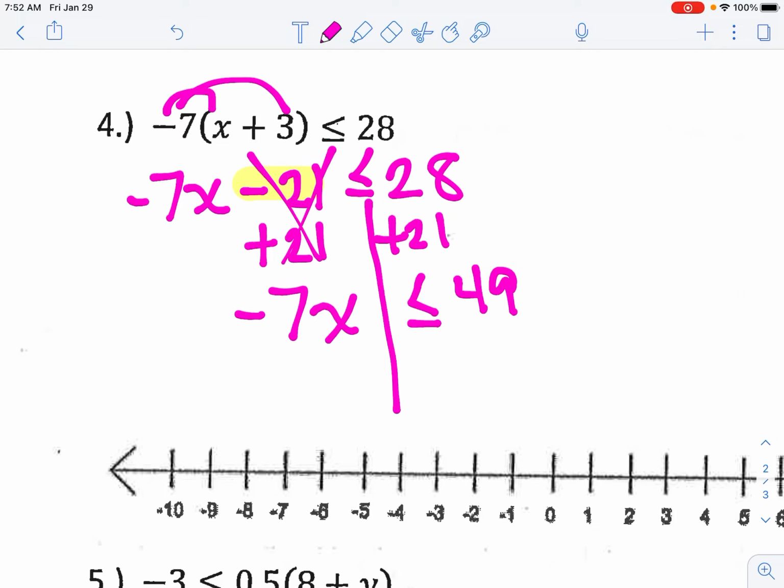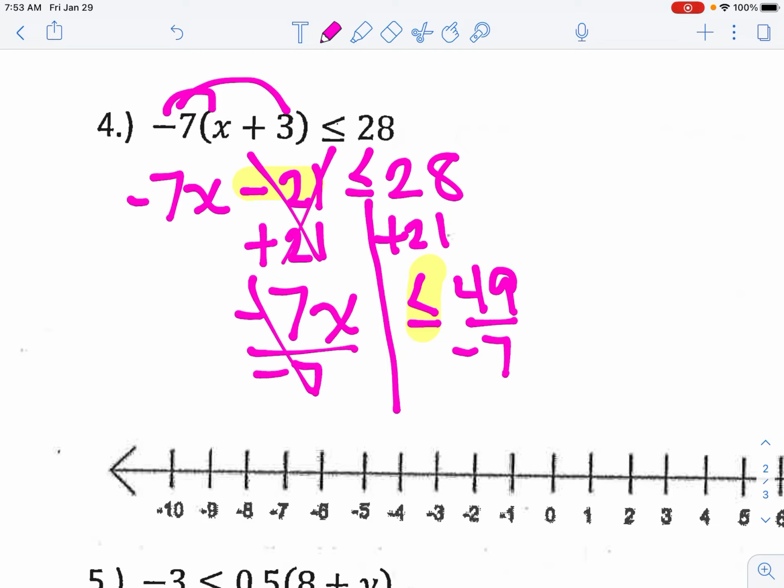Now I'm going to undo my multiplication. So negative 7 times what? The opposite of multiplying by negative 7 is dividing by negative 7. So we're going to divide both sides by negative 7. The new rule that we learned last week said if you have to multiply or divide by a negative to solve an inequality, you must flip your sign.